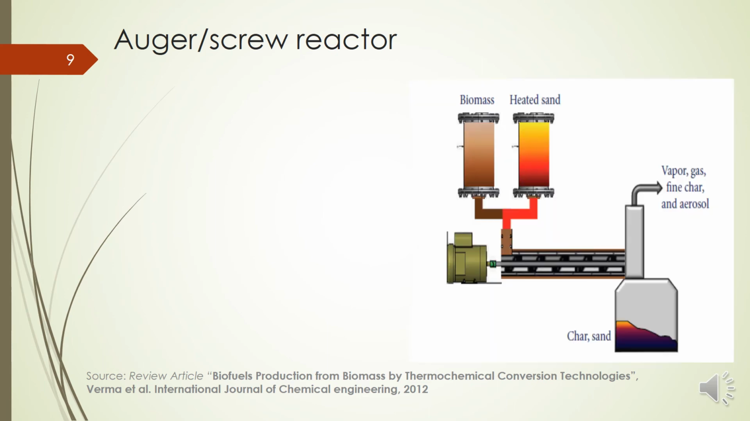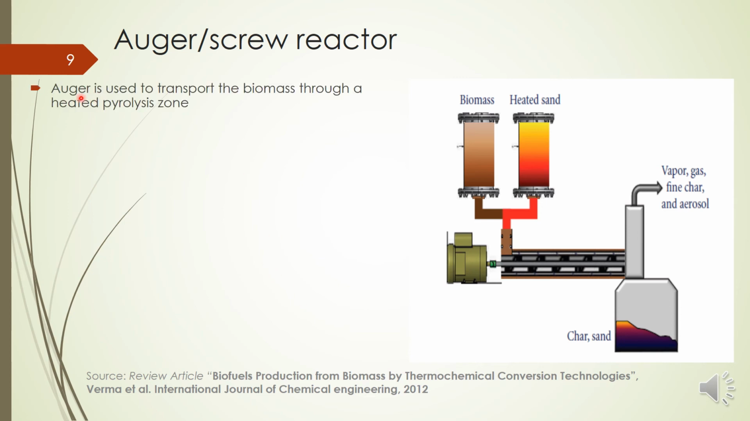So Auger is a screw type reactor, which we are already using for conveying or traveling products from one place to another in storage and handling systems. We are using screw conveyors. Similar to that, the main part of this Auger type reactor is a screw rotating at a particular speed, and biomass and hot sand will be supplied to the screw, and we will get the gas and the liquid through this, and char and sand will be collected here.